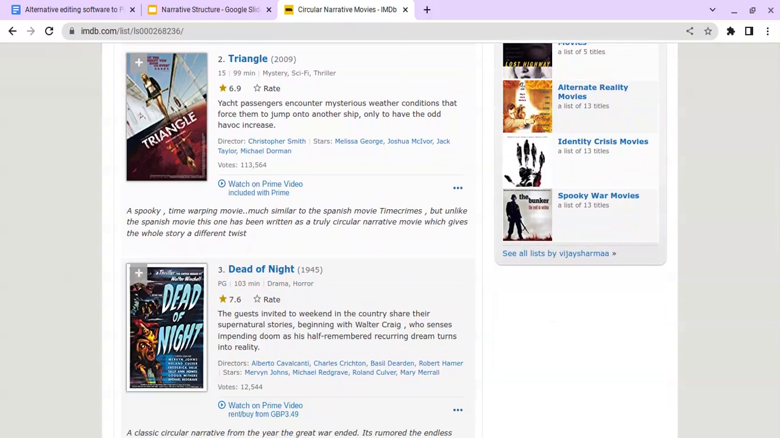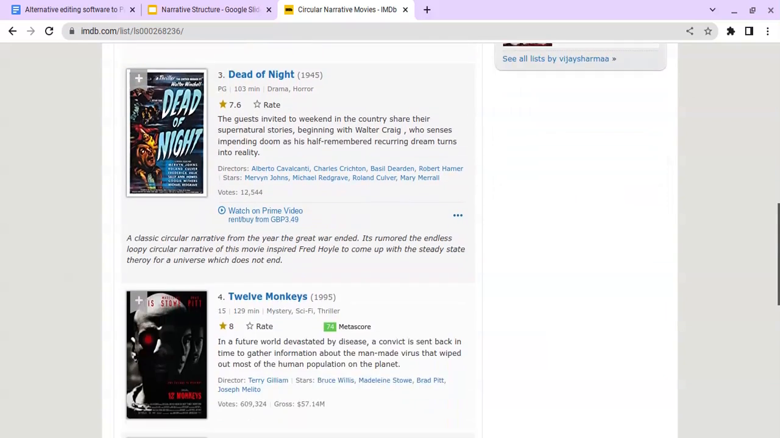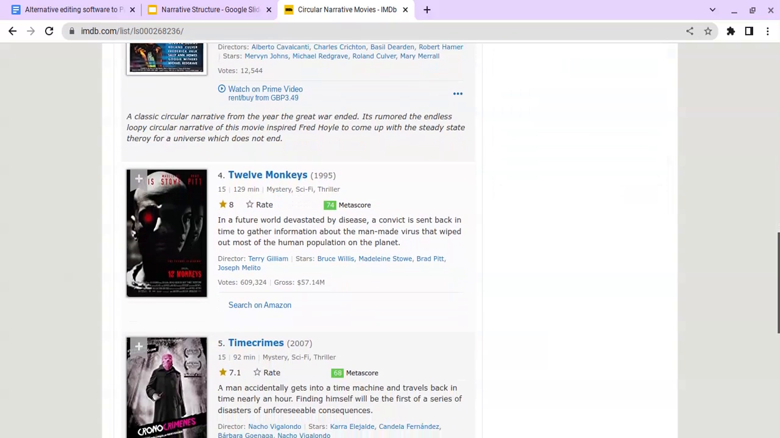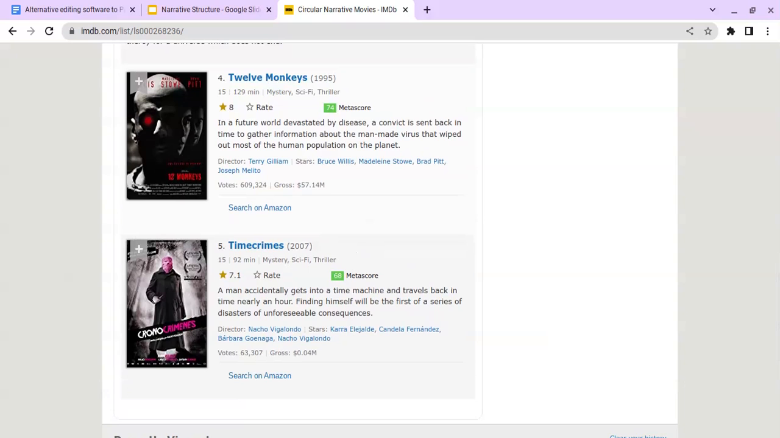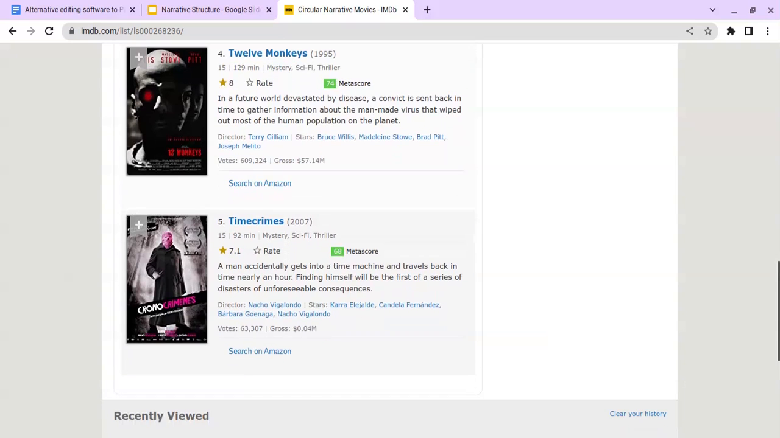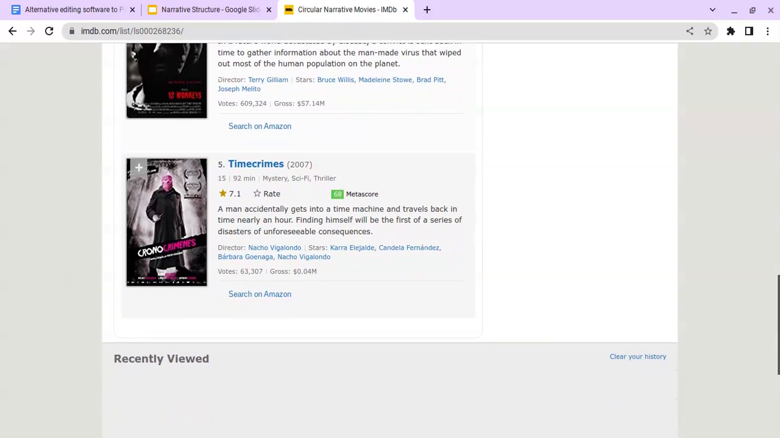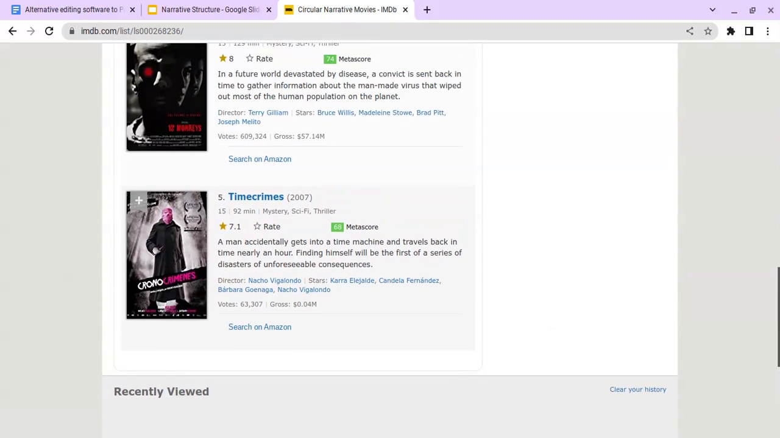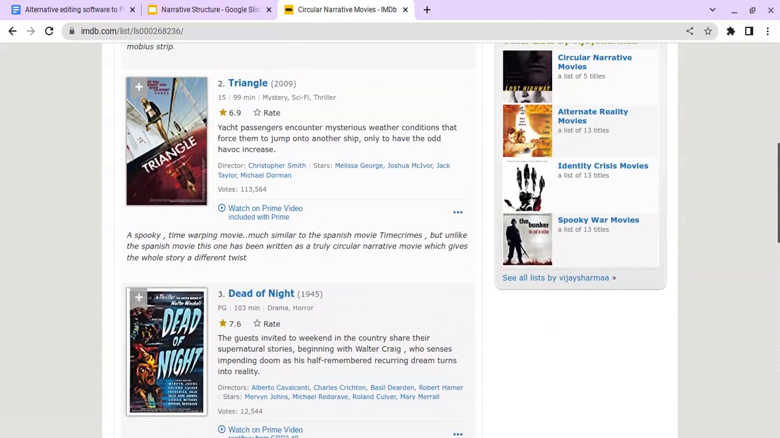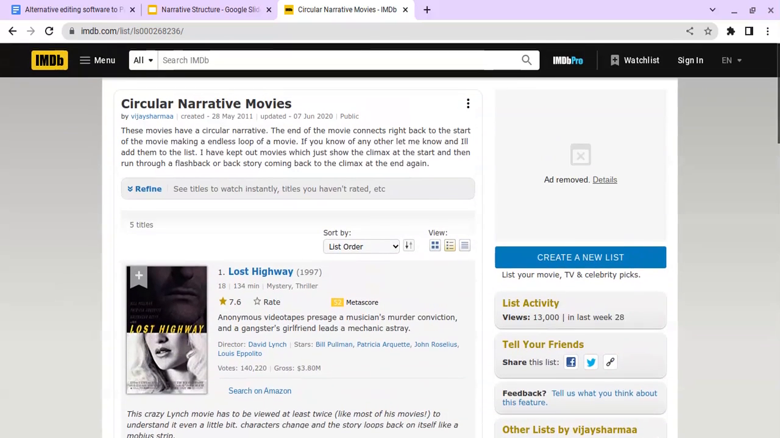Then there's the film Triangle, I'm not sure. There's a few other examples here. And 12 Monkeys, which is the one with Bruce Willis and Brad Pitt in it. I haven't seen it, but I've seen clips of it on YouTube. And there's another film that I'm not familiar with, Time Crimes. If you've seen any of those films, what do you think?